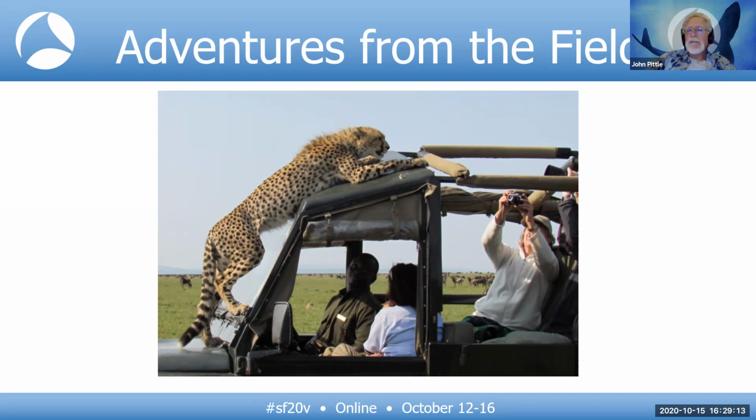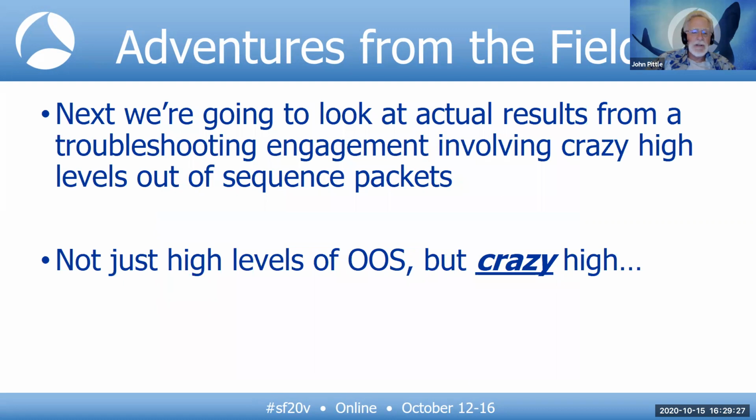So we're going to dive now into what I think is an interesting example. It's pretty hardcore, lots of out of sequence packets. There's a little bit of setup to help explain what it is we're going to look at. I'm going to try to go through this quickly because we've only got about 15 minutes left. So I'm going to move through the setup pretty quickly, and then we'll get into the actual content.